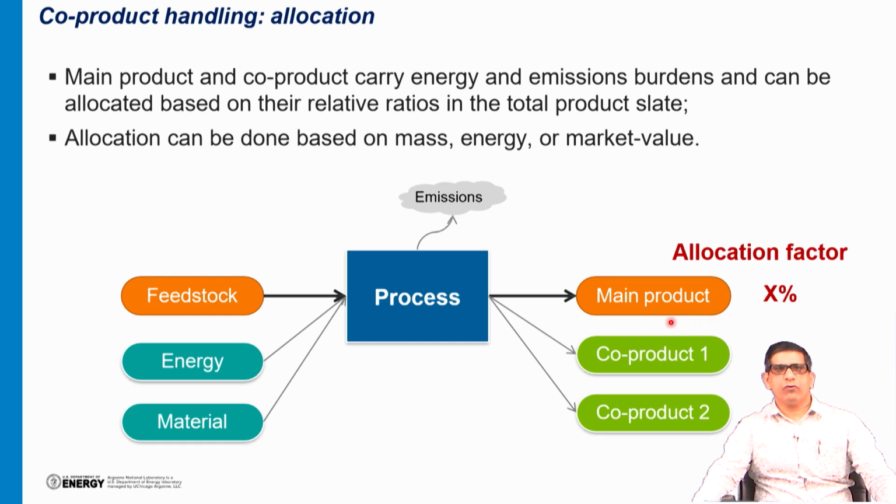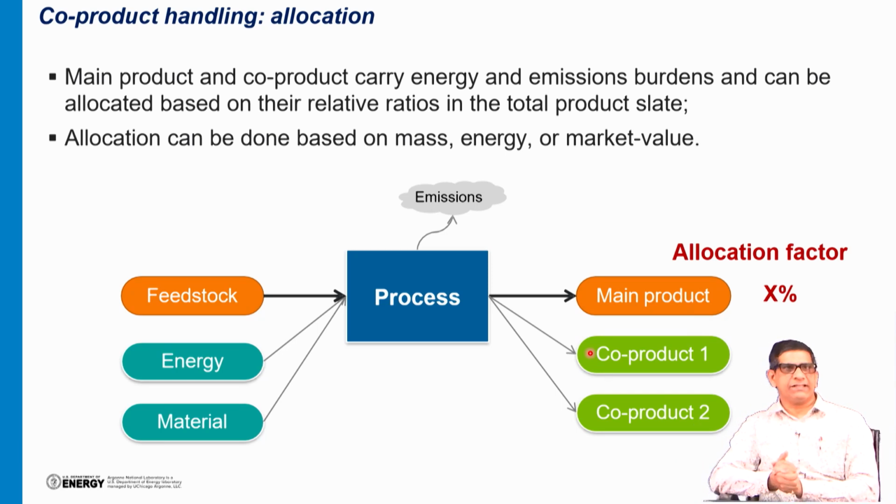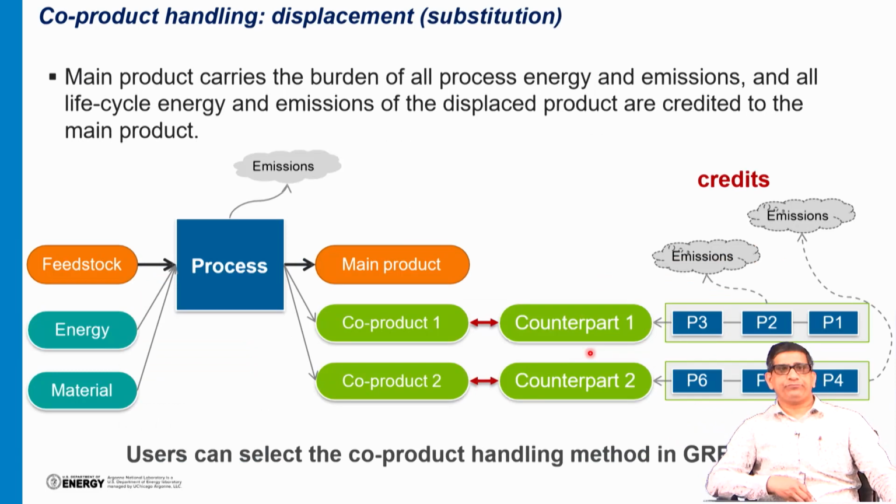The main product and co-products carry energy and emission burden, and it can be allocated based on their relative ratios in the total product slate. Allocation can be done based on mass, energy or market value. You can do it on a mass basis: if you got a main product out of 100 kg, say 60, 20, 20, that is your mass allocation. Or based on the energy potential of each one of them, or how much they will cost, the market value. Either way, you can do the allocation.